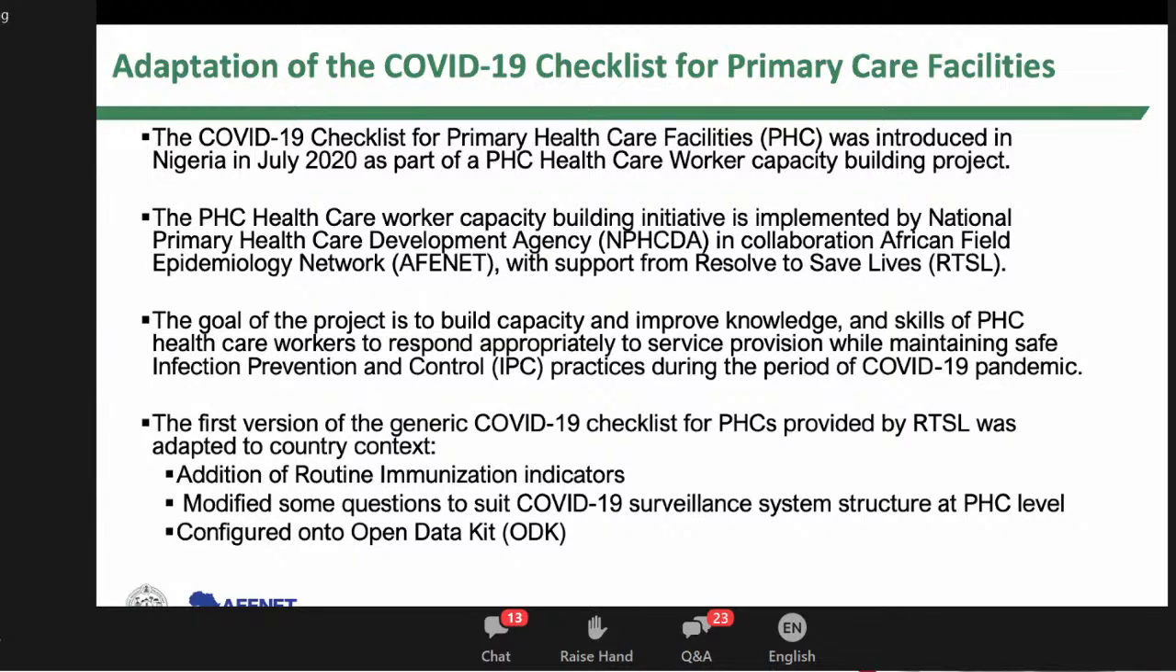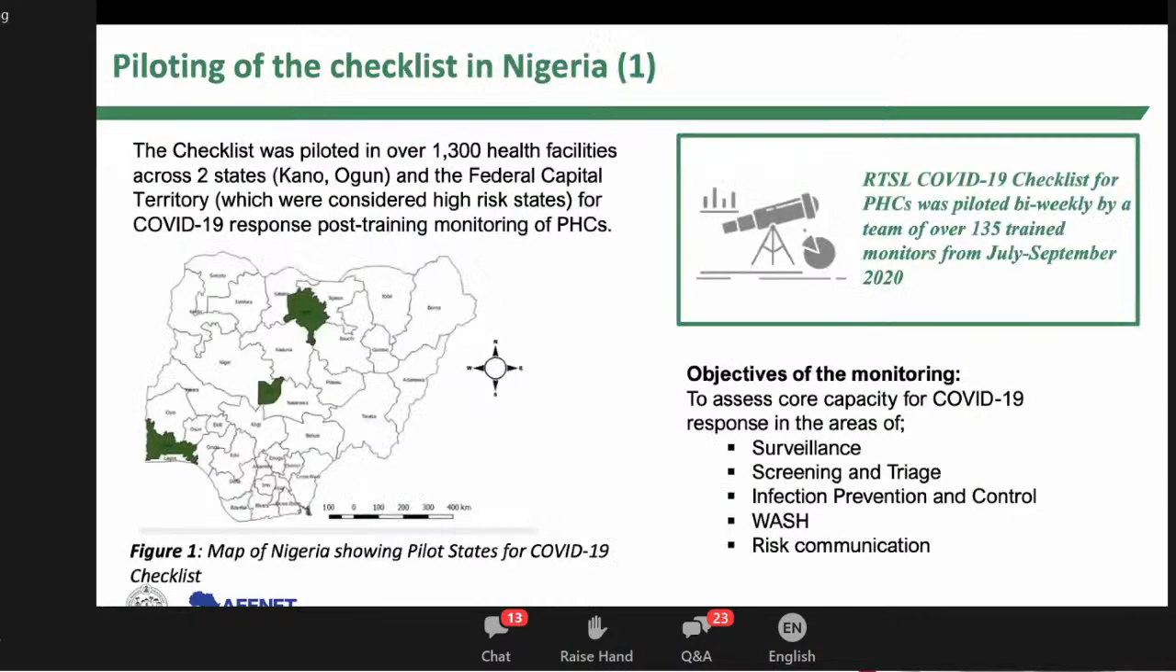The first version of the generic checklist for PHC provided by RTSL was adapted to fit the country context. Then there were additions of routine immunization indicators. Some questions were modified to suit the COVID-19 surveillance system structure at PHC level. And then it was also configured onto the ODK platform.